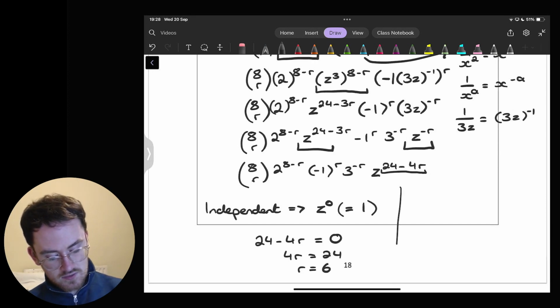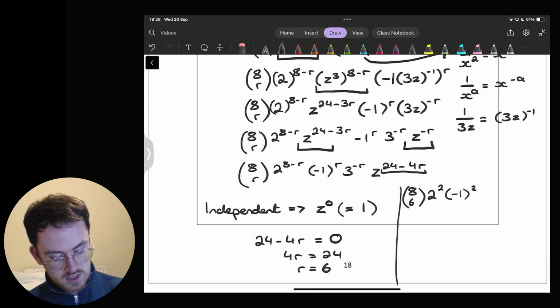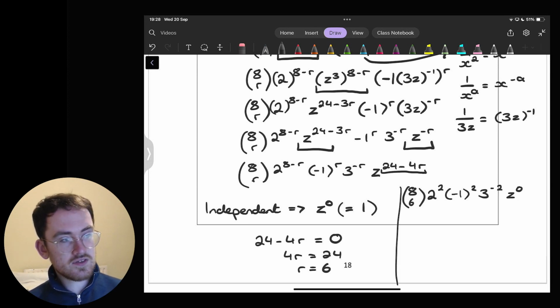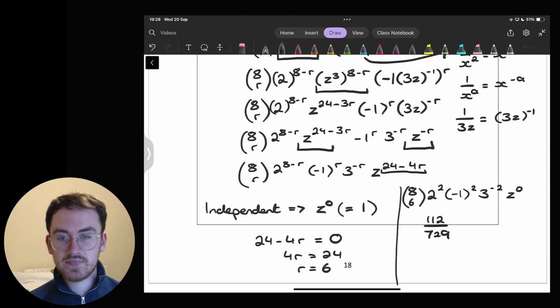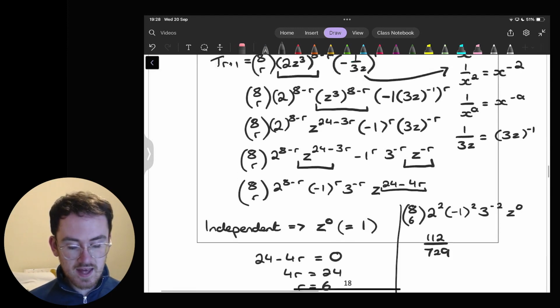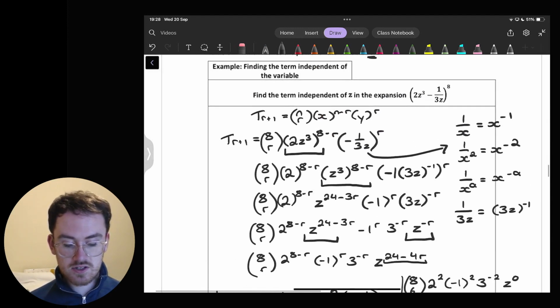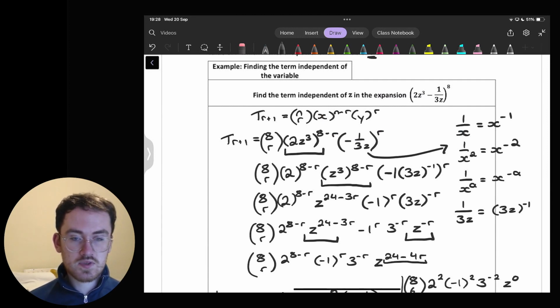And we can check it fairly easily. We can just sub in 6 into that general term. So I get 2 to the power of 2, I get minus 1 squared, I get 3 to the power of minus 2, I get z to the power of 0. And by solving all of that out, I'm going to get a value of 112 over 729. Now, if we weren't happy with subbing it into that point, we could easily go back and sub it into the very original equation, and that would be fine also, and we would still get the same answer.